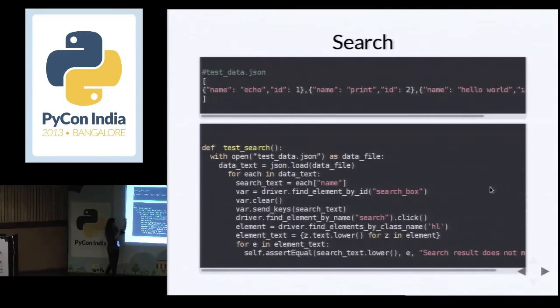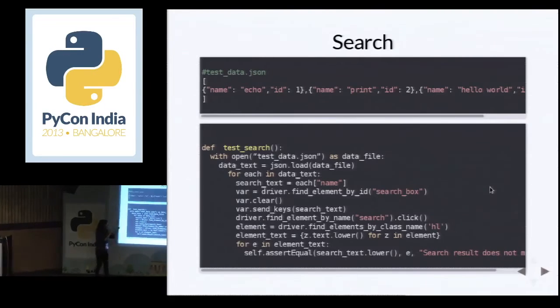Now, I need to ensure that my search box is clear. So I use the clear method to clear it out. Then I use the method send keys, which sends that particular data into that search box. Now I click on the search button and I find that search button using the method find element by name, and I perform a click action on it.